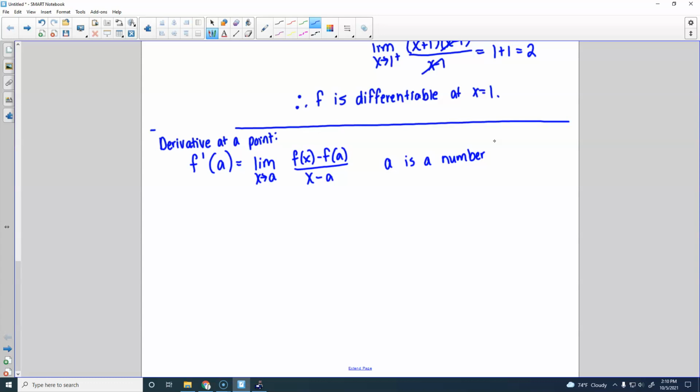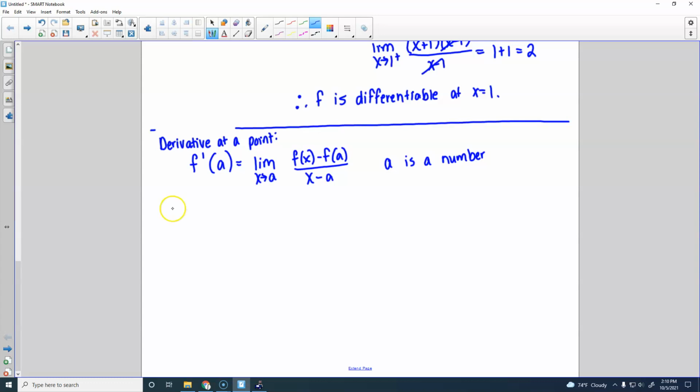For this one you don't use the h at all. Wait, does that mean that it doesn't matter if you put the f of a first or the f of x, just on the bottom is the same? Correct, yeah. Just do it like this. Okay, so this is your derivative at a point. If we need to know the slope of the tangent line at 4, you could use this.